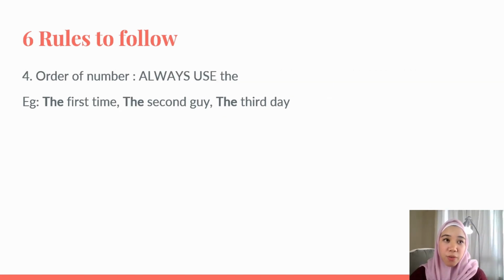Rule number 4, whenever you are talking about the order of number, always use the. The first time, the second guy, the third day. So if you know the order of number, first, second, third, fourth, fifth, sixth, seventh, eighth, ninth, and so on, you always have to use the.